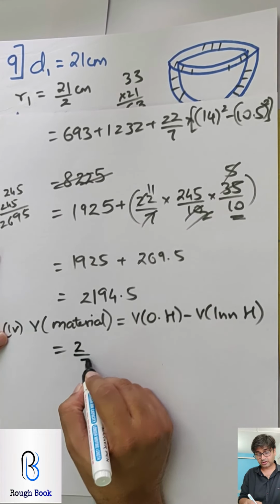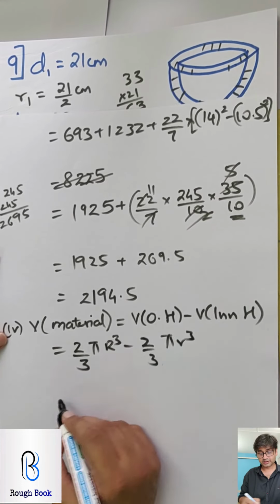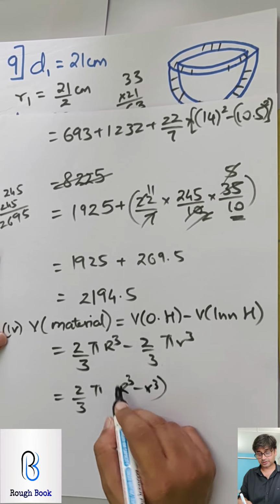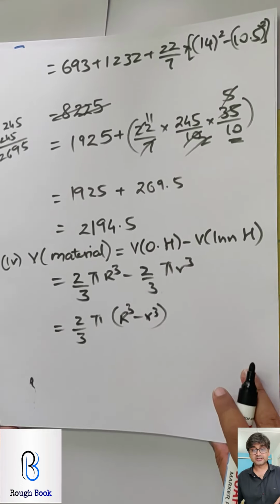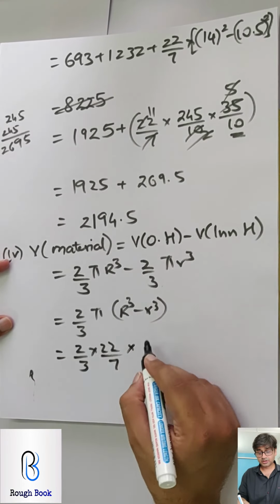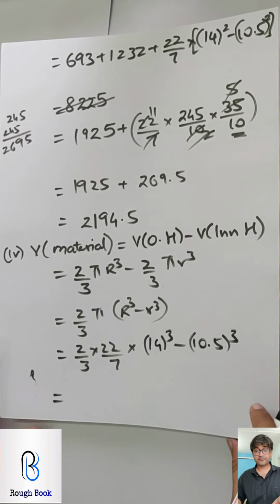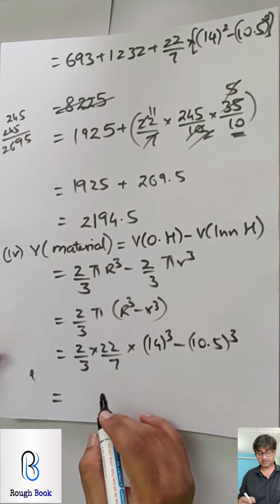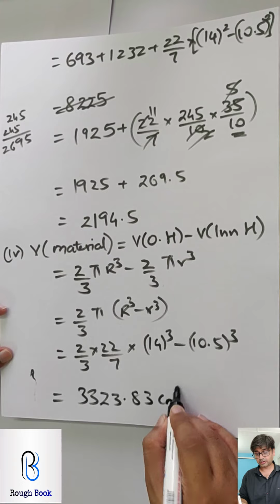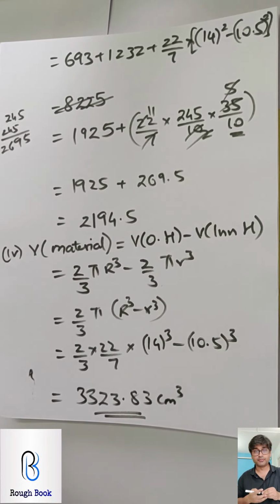So volume for a hemisphere is 2 upon 3 pi capital R cube, 2 upon 3 pi small r cube, 2 upon 3 pi common, R cube minus r cube. Now in this particular case, it's very difficult to calculate because here you will have 14 cube and here you will have 10.5 cube. So I'm very sorry to say, but the answer is 3323.83 centimeter cube. Yeah, that's what the final answer is, but calculating this is nearly impossible.